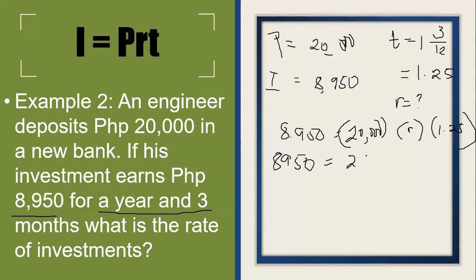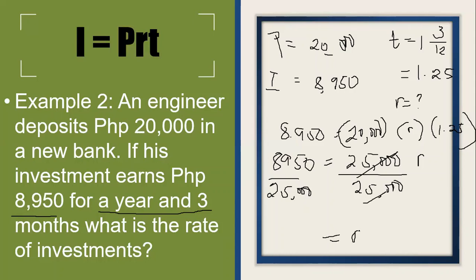So we have 25,000 R. Para makuha po natin ang exact amount of R, we have to divide both sides by 25,000. Para po R na lang ang matira dito. So the rate is 8,950 divided by 25,000.